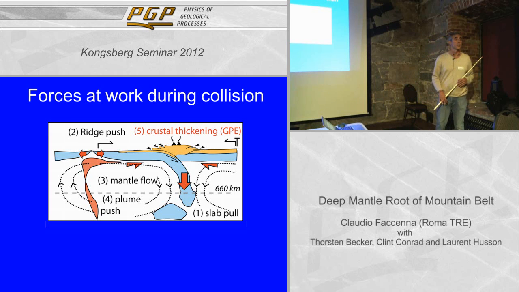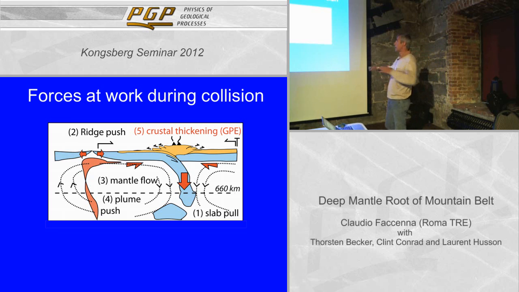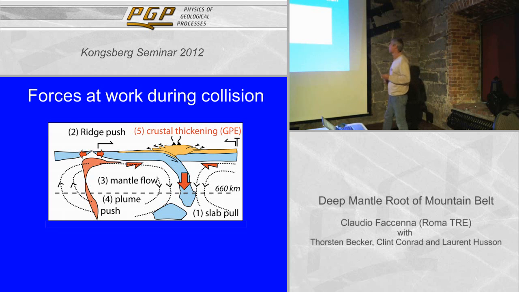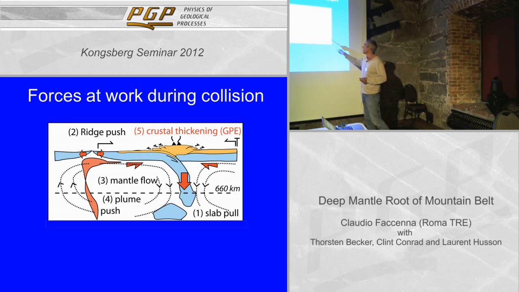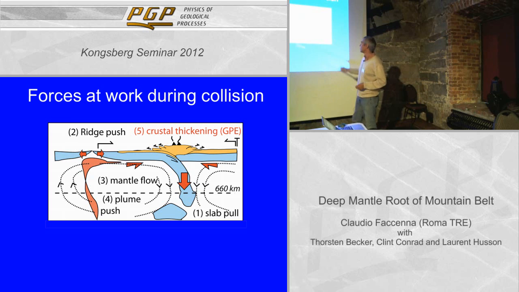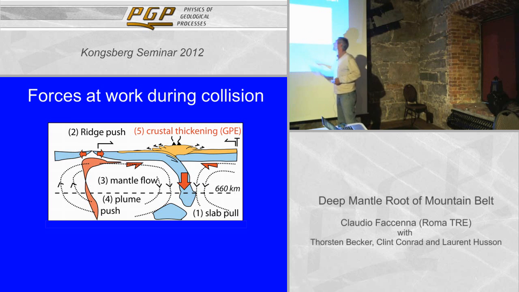So what are the forces at work that we may imagine working in such a system? Those are basically the suggested forces, the classical forces. The first one is slab pull. Even in a continental collisional setting, you may have the mantle lithosphere delaminate from the crust and go down. It's denser, so it may pull the slab downstream. Then you have the ridge push, which is of course a GPE force, a difference in gravitational potential energy between the ridge and the rest of the oceanic plate.